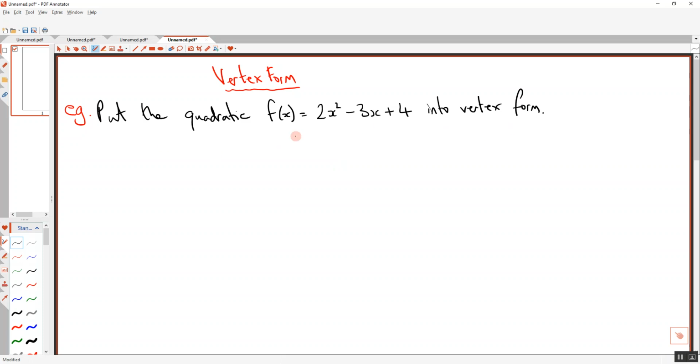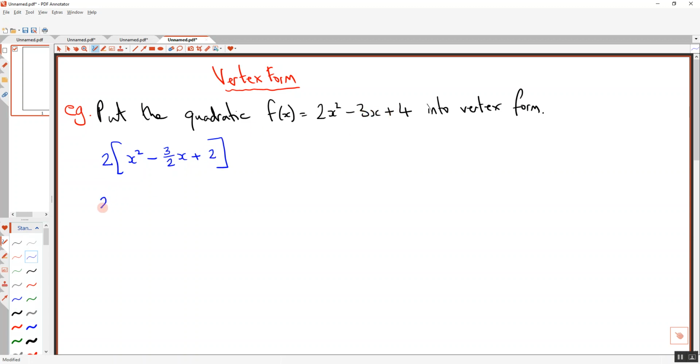So we're going to put this quadratic into vertex form. So our first step is to do what? Factorize out the 2. So I've got x squared minus, Jesse? Yep, plus 2. Okay. 2 times 3 over 2 is 3. 2 times 2 is 4.